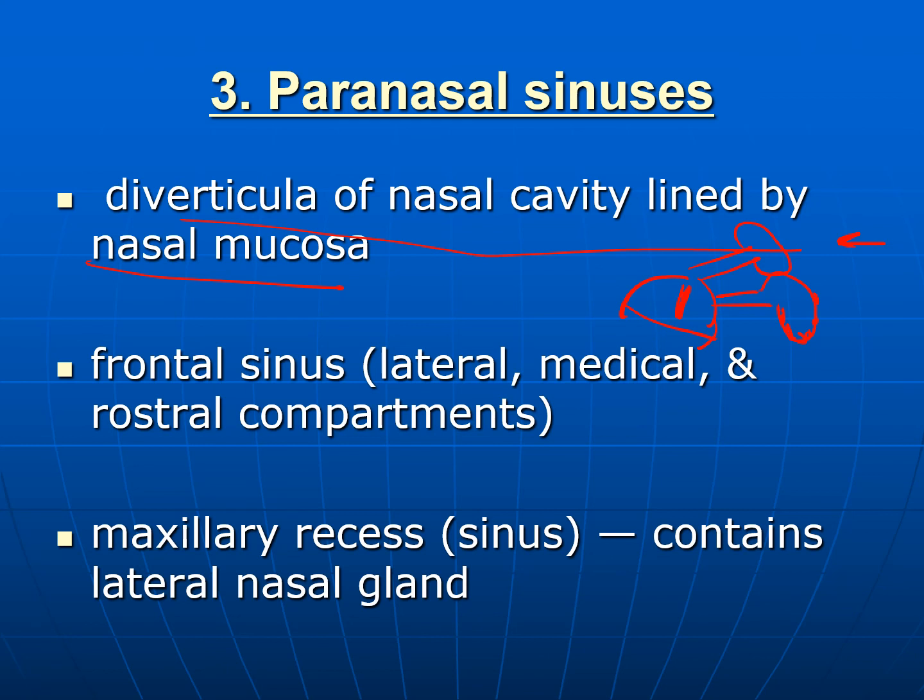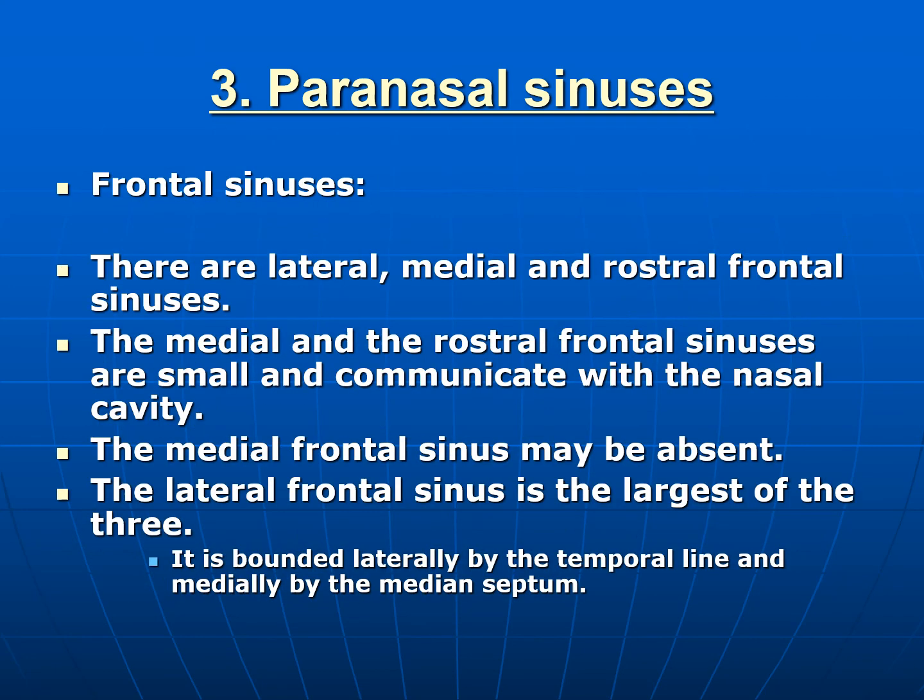Usually we have two best examples of these paranasal sinuses. We have the frontal sinus, which is found in the frontal bone, and we have the maxillary recess, which is found in the maxillary bone. We have several types of these sinuses. In the frontal bone, we have the lateral, medial, and rostral, but we are going to talk about them later when we talk about the respiratory system.